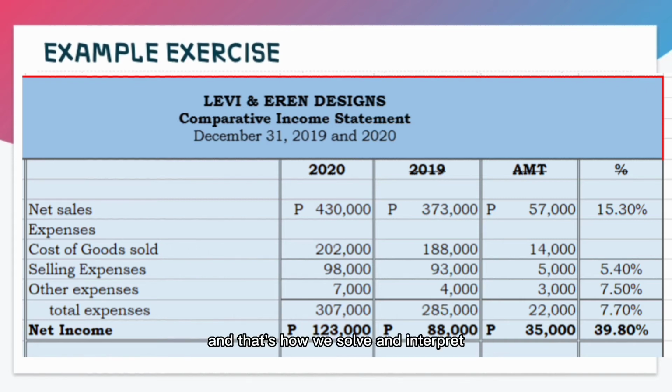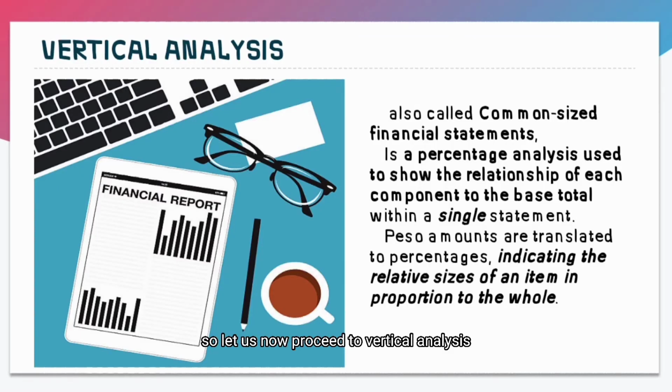And that's how we solve and interpret our balance sheet and income statement using our horizontal analysis. So let us now proceed to vertical analysis, also called common size financial statements. It is a percentage analysis used to show the relationship of each component to the base total within a single statement. Its peso amounts are translated to percentages, indicating the relative sizes of an item in proportion to the whole.